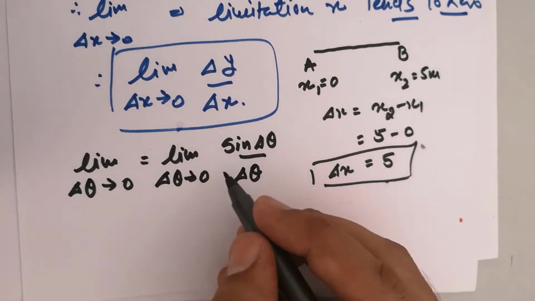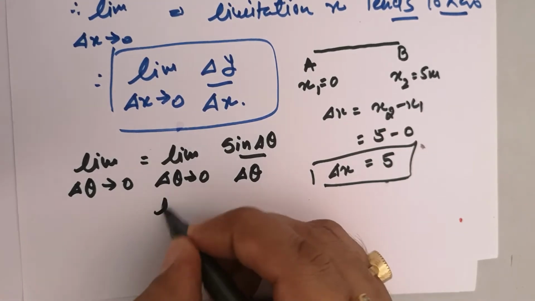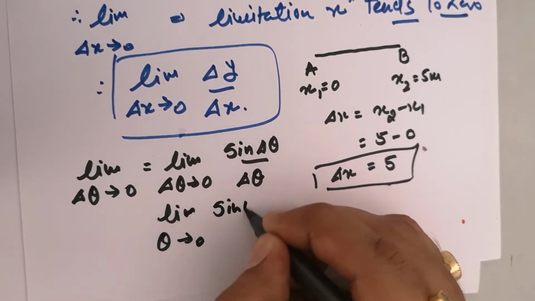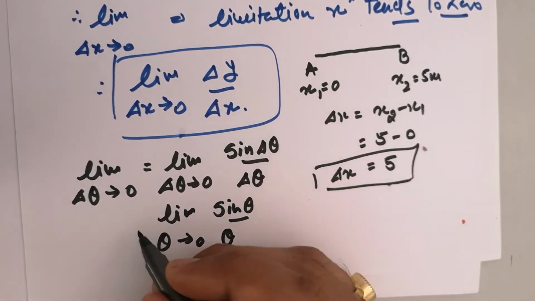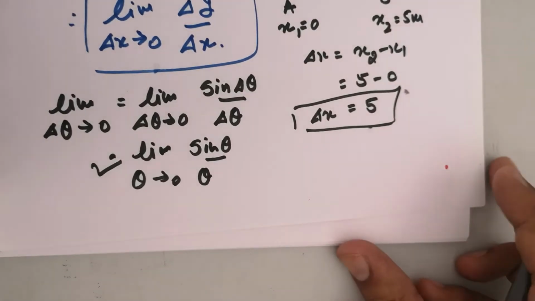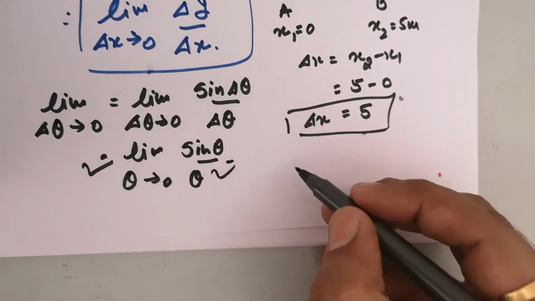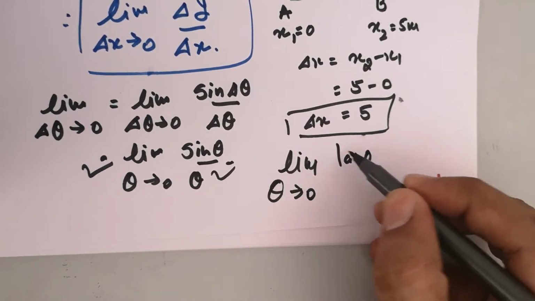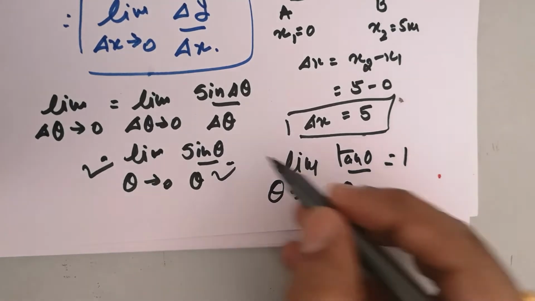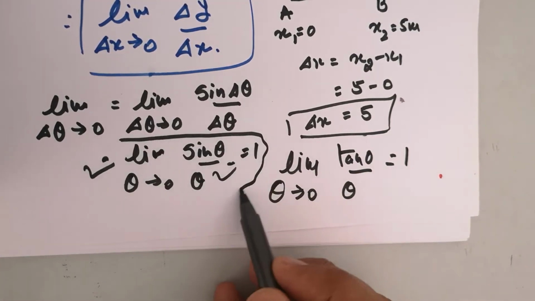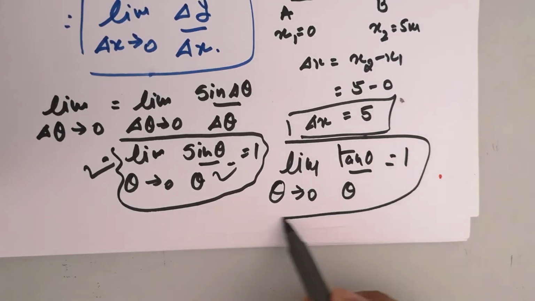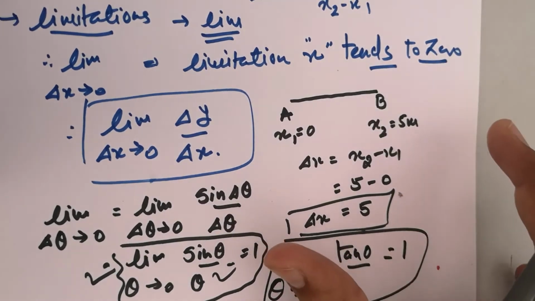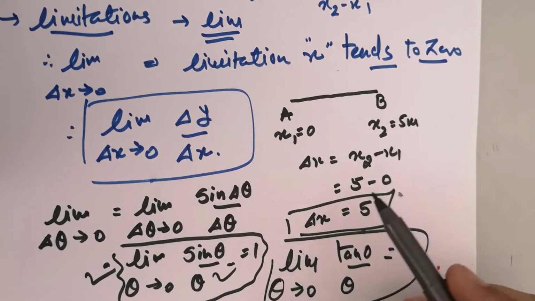In physics we will use this notation. Rather than writing delta theta tends to 0, you can also use limit theta tends to 0 of sine theta divided by theta. This is the expression we will need. Another equation we will use is limit theta tends to 0 of tan theta by theta. Both hold the value 1. So whenever you are dealing with only two points, initial and final, and you want to show the limits, this is the ideal way to represent it.